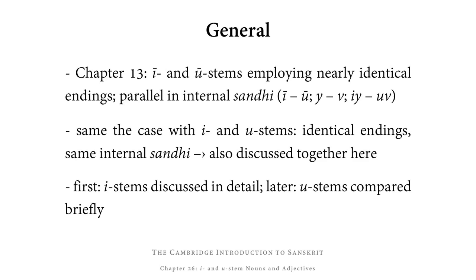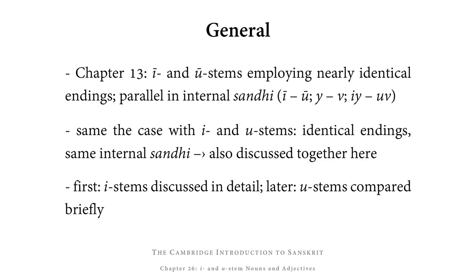In chapter 13, we looked at long I and long U stems, and if you remember, those employed nearly identical endings, and they were completely parallel in their internal sandhi. Because of that, we could look at these two different stems together in one chapter. The same is actually the case with short I and short U stems. They have identical endings and their internal sandhi is the same or completely parallel. And that's why they're also discussed together here.